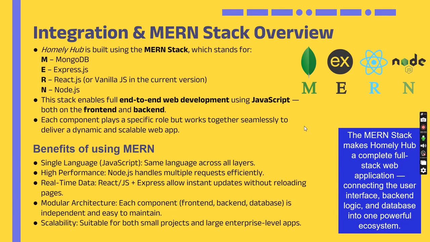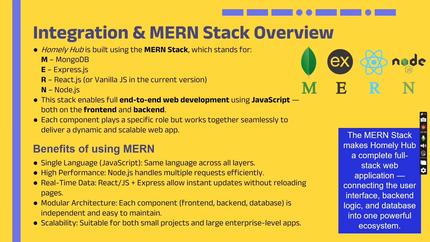So now comes the main part, the integration part, or we can say the MERN stack part, on which our project fully stands. MERN stands for M for MongoDB, E for Express, R for React, and N for Node.js. It's a popular set of technologies used to build full stack web applications using JavaScript.